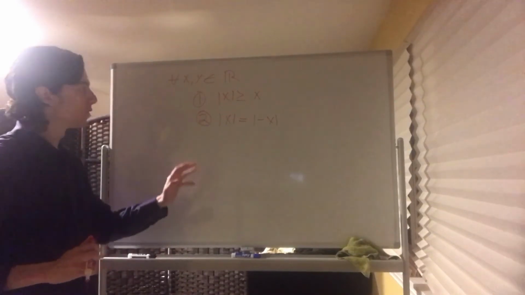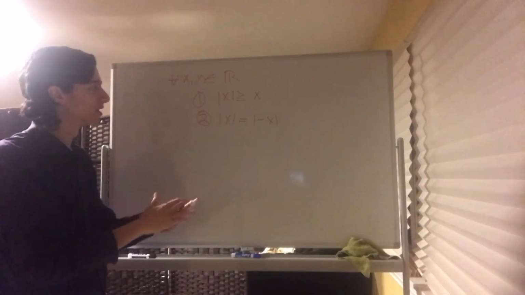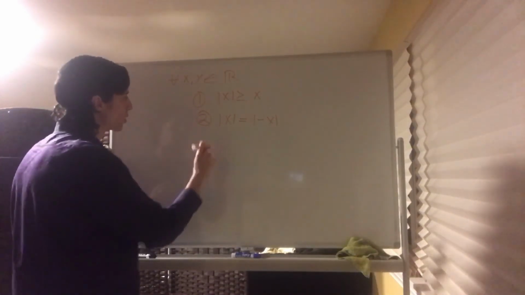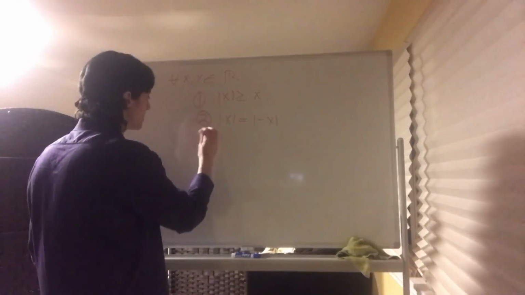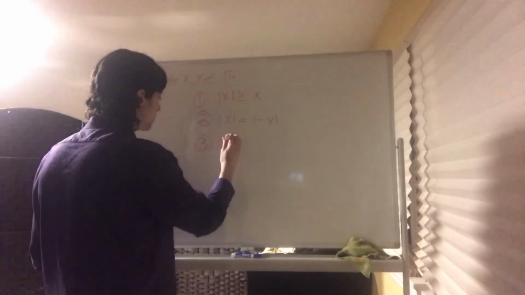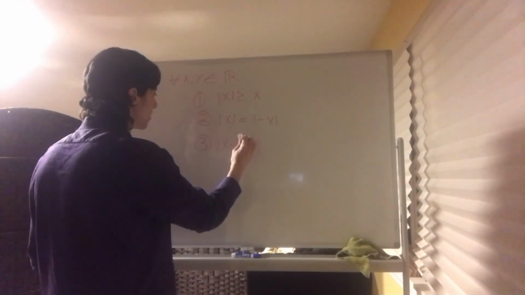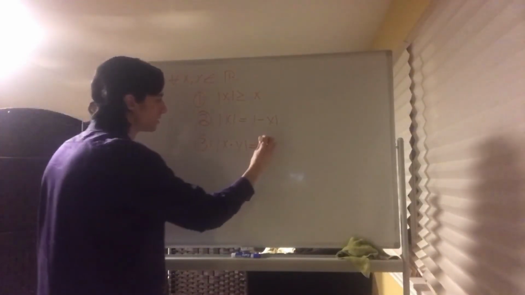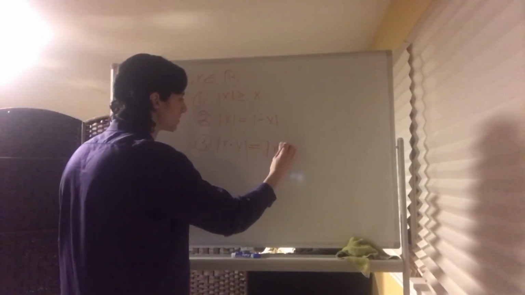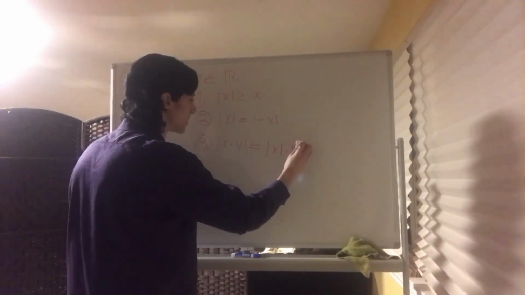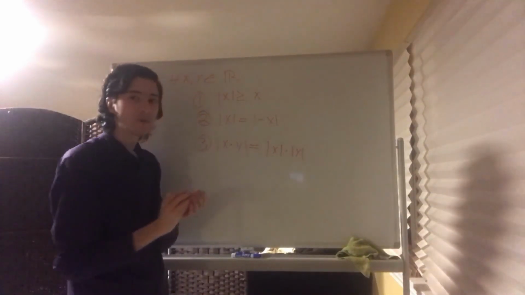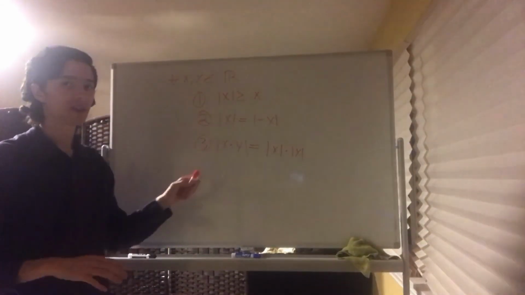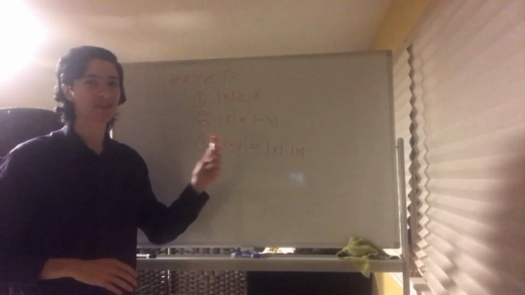So if you multiply the argument by -1, the output stays the same. And the third is that if you have a product inside your absolute value, you can break up that product. So absolute value of x times y is the same thing as the absolute value of x times the absolute value of y. And now hopefully because of this video, not only do you understand why these are true, but you can prove why these properties are true.